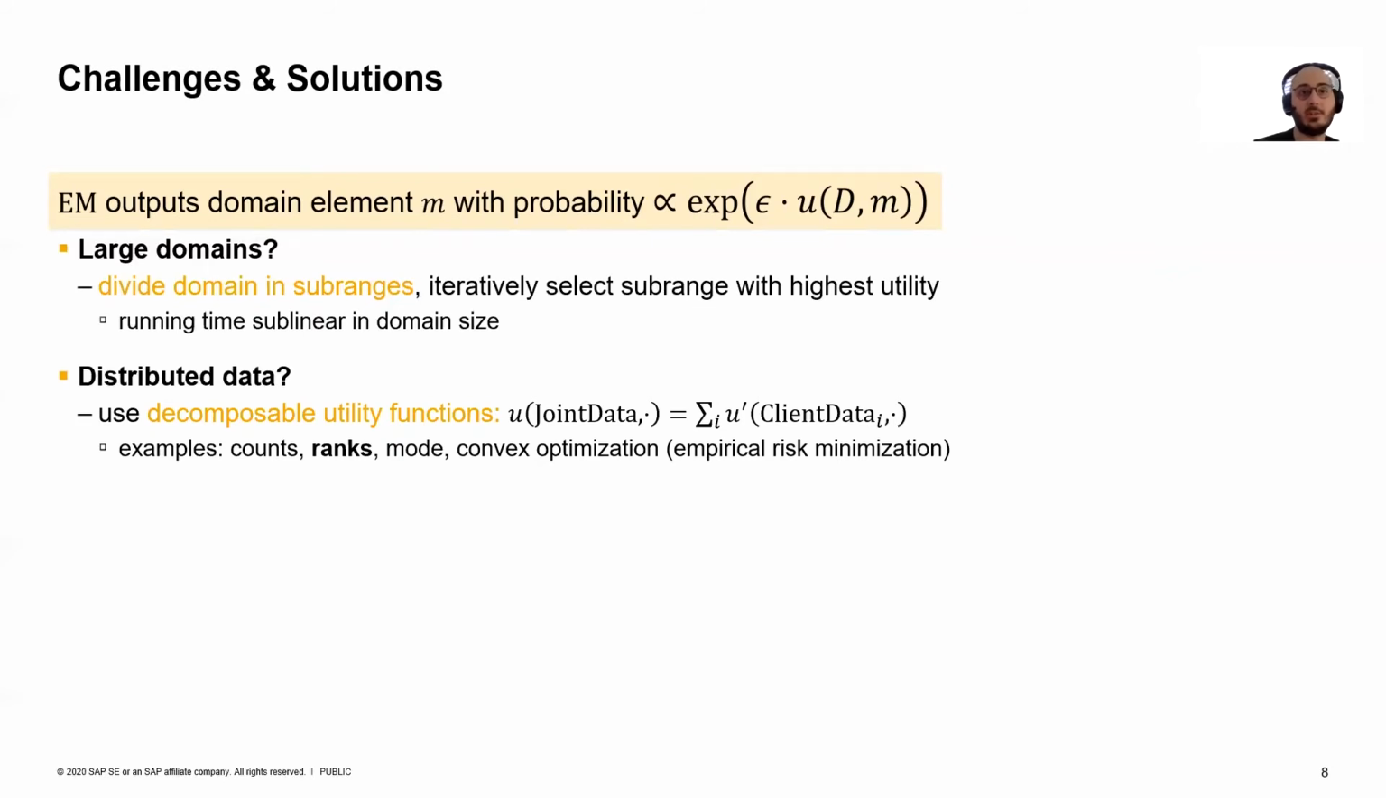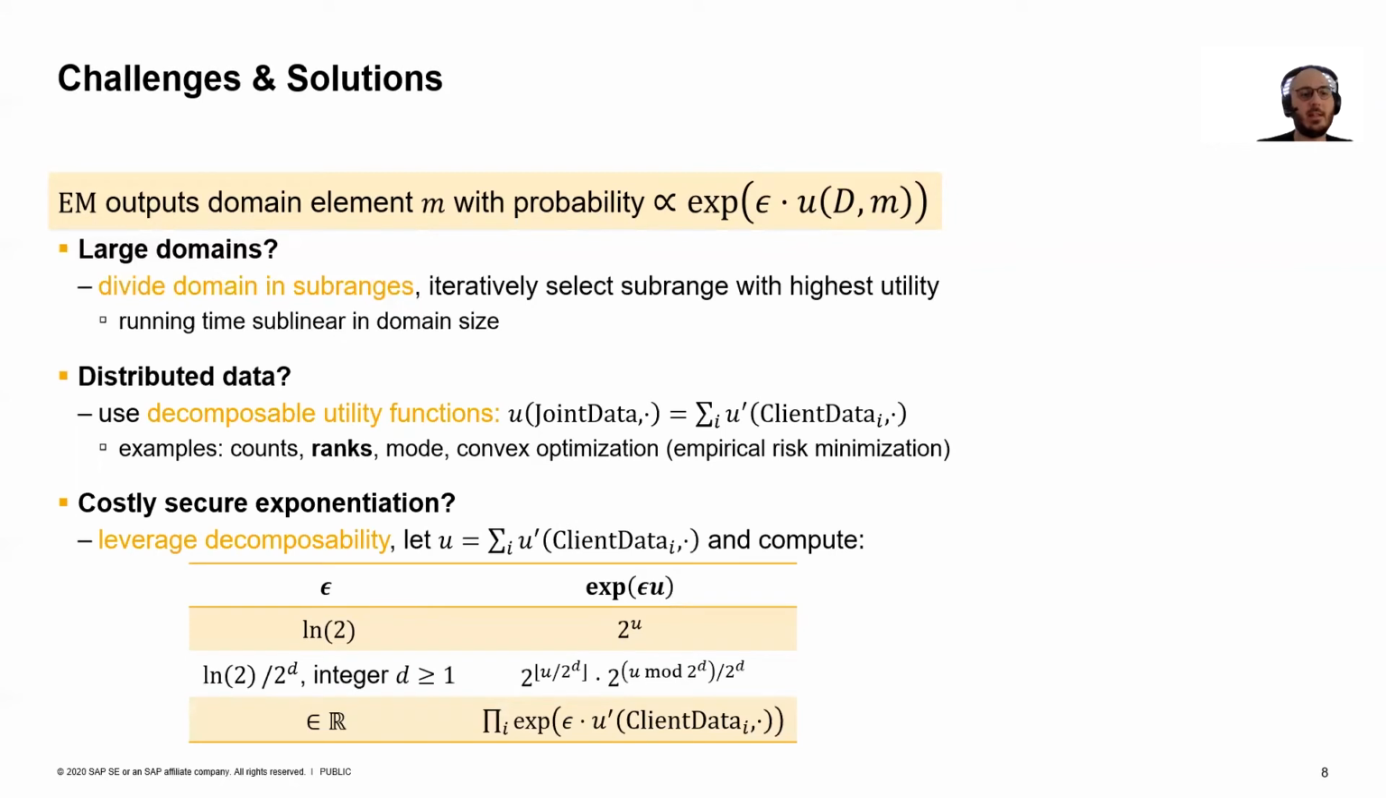Examples are simply counts and rank values, because rank can be expressed as count, mode, and convex optimization in the context of empirical risk minimization. For details, I advise you to read the paper. How can we manage the costly secure exponentiation? Well, we leverage decomposability again.